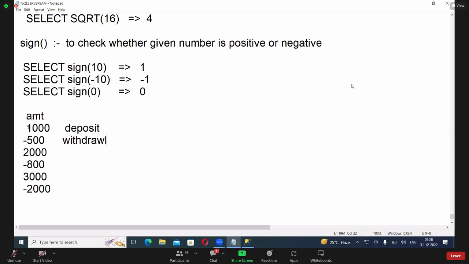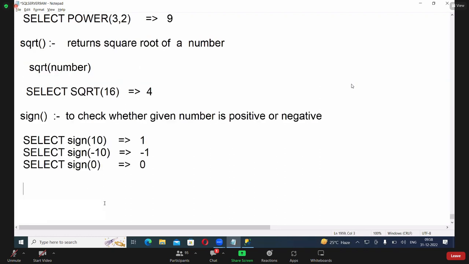That means in this case, you have to check whether the amount is positive or negative. Based on this, you have to print. So there I have to check whether the amount is positive or negative. How to check whether the amount is positive or negative? By using the sign function. Or you can use greater than 0, less than 0. Understood?